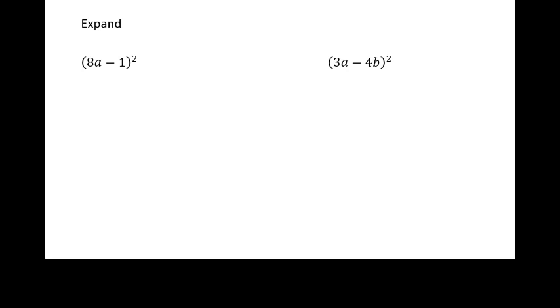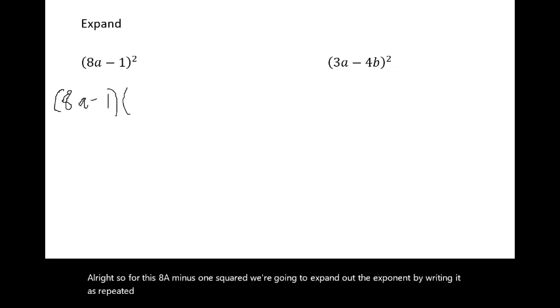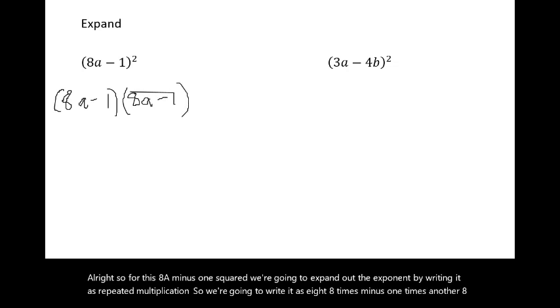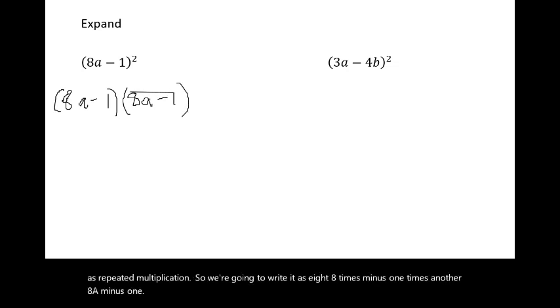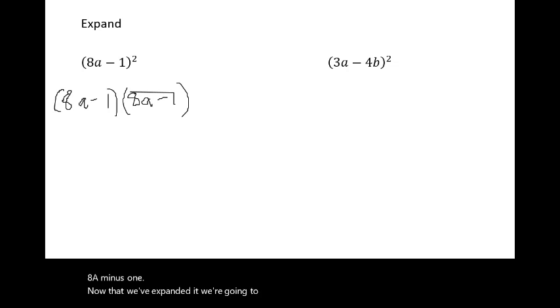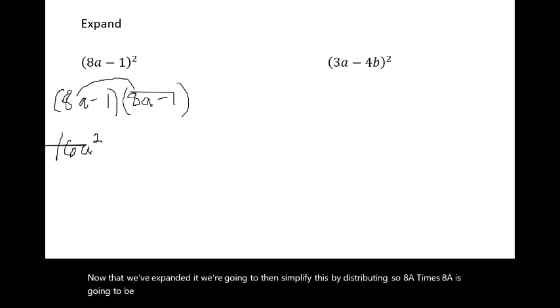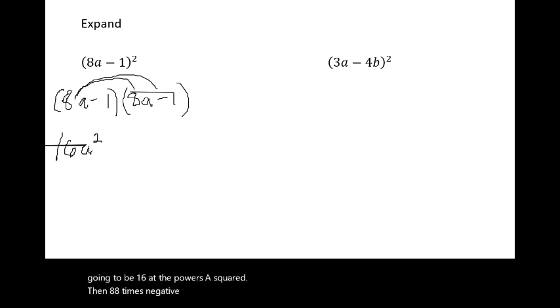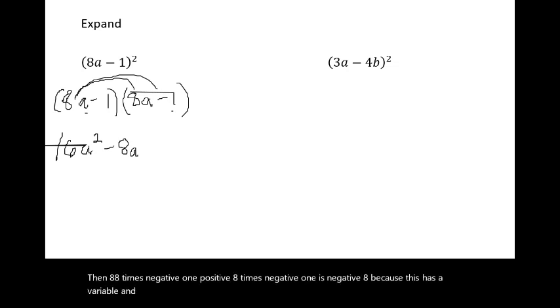All right, so for this 8a minus 1 squared, we're going to expand out the exponent by writing it as repeated multiplication. So we're going to write it as 8a minus 1 times another 8a minus 1. Now that we've expanded it, we're going to then simplify this by distributing. So 8a times 8a is going to be 16. Add the powers, a squared. Then 8a times negative 1, positive 8 times negative 1 is negative 8. Because this has a variable and this does not, you're going to leave the a alone.